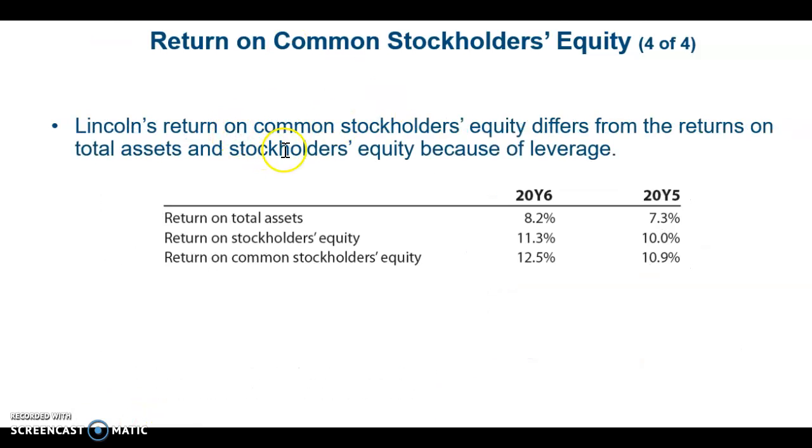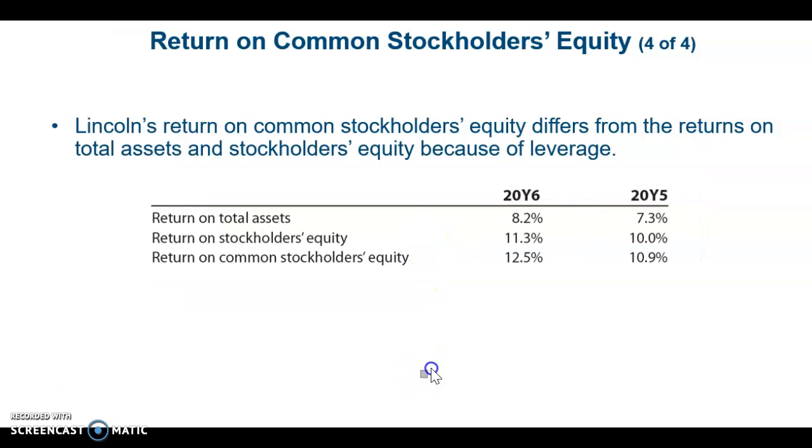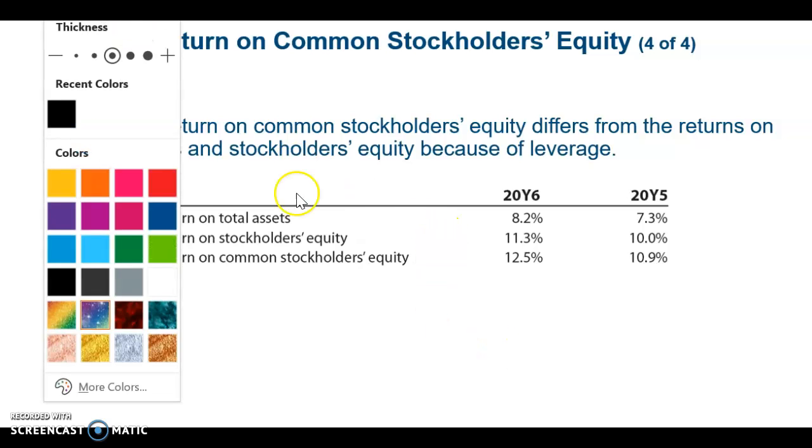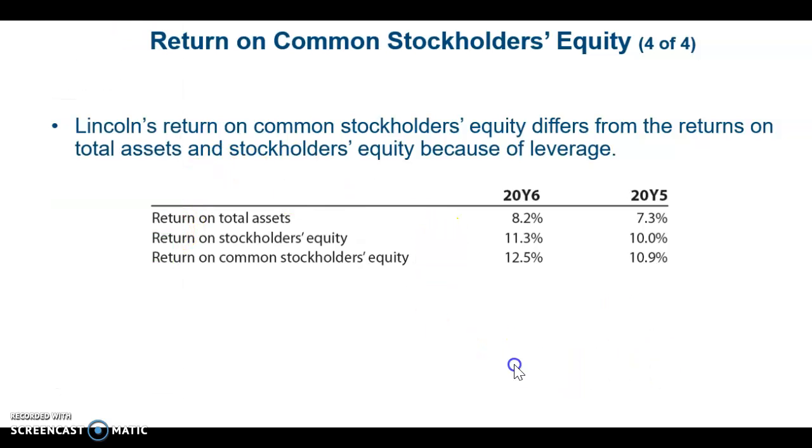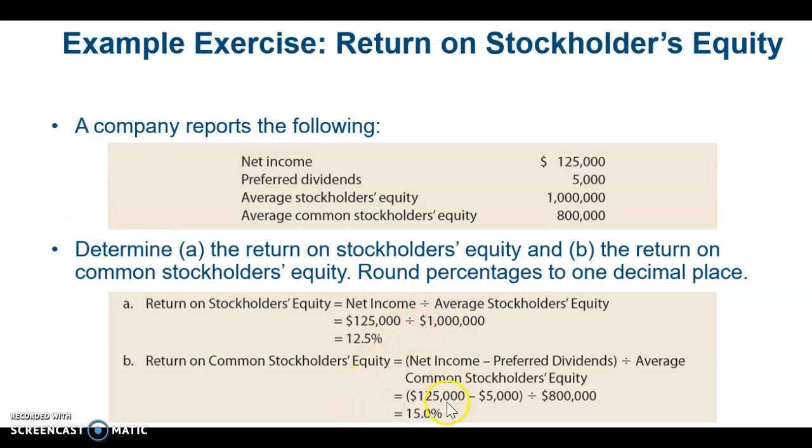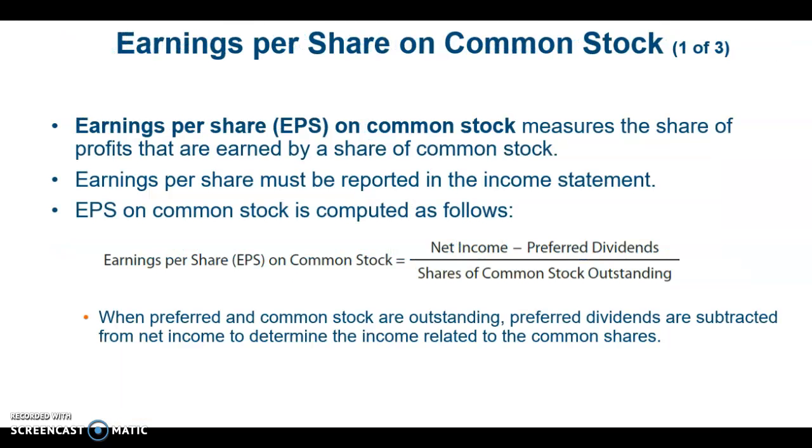Okay, so it says Lincoln's return on common stockholders' equity, if you see that, is, well, I can't write on it. Let me see if I can do it this way. Okay, its return, let's look at 2016. Its return on common stockholders' equity is different from the return on total assets and return on stockholders' equity, and the reason is because of leverage. Here's an example exercise that you can work and check your answers.